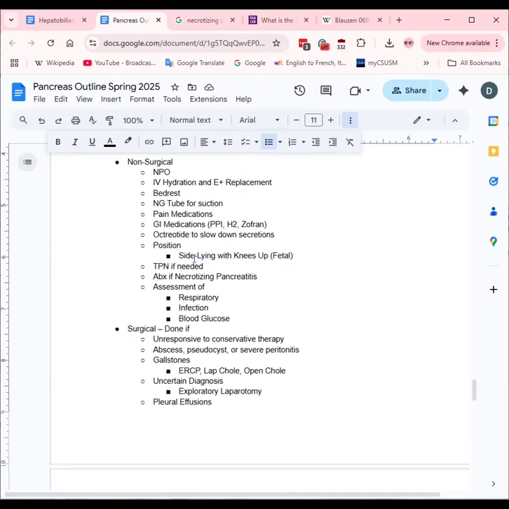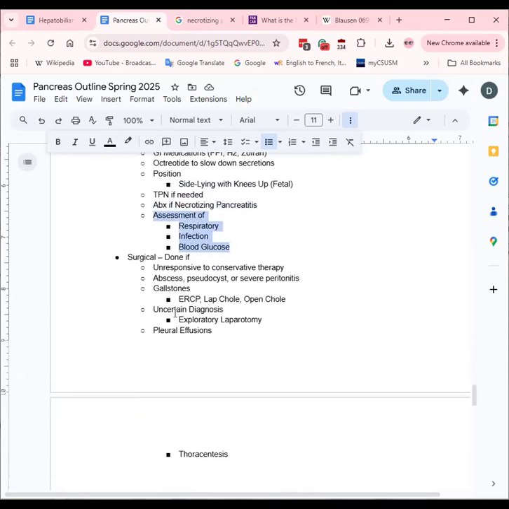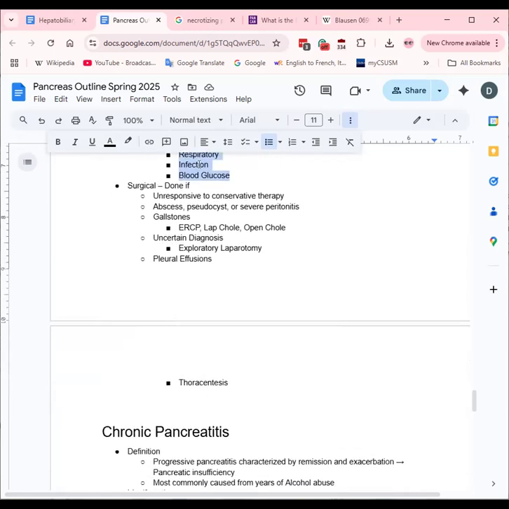TPN if they need it. Antibiotics if they have infection due to this. Again, that assessment that we talked about. If they need surgery because the stuff above isn't working, then ERCP for gallstones, laparotomy to kind of assess and then see what they can do with it. If they have a pleural effusion, they need a thoracentesis.